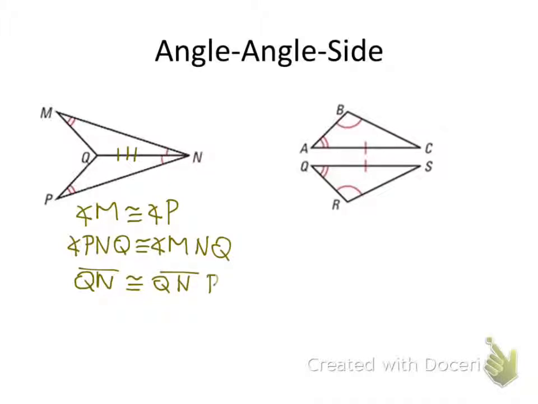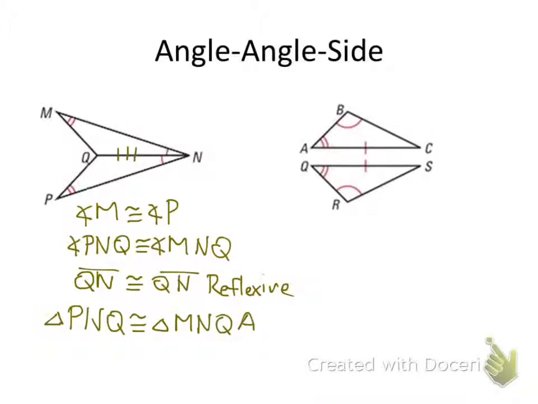That is good old reflexive property again, which gives us two congruent triangles. Triangle PQ is congruent to triangle MQ by angle, angle, side. Okay, we're not going to write out the full steps for this one on the right, but we can also see the same thing again.